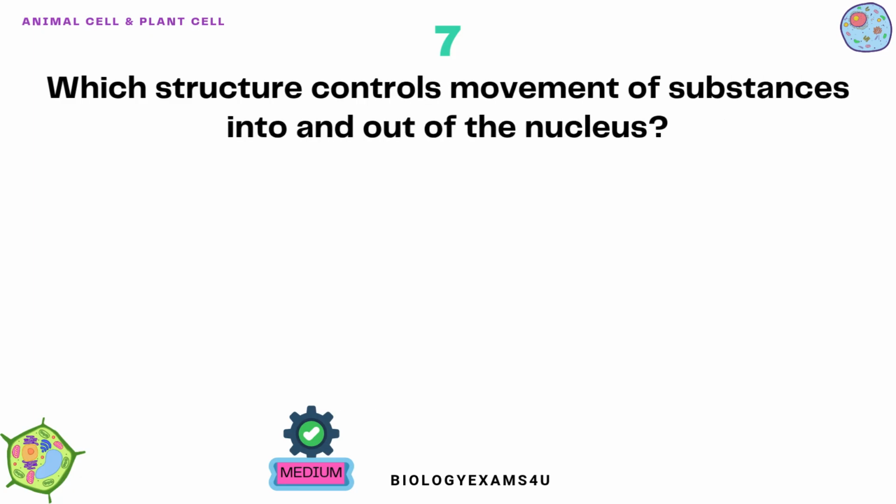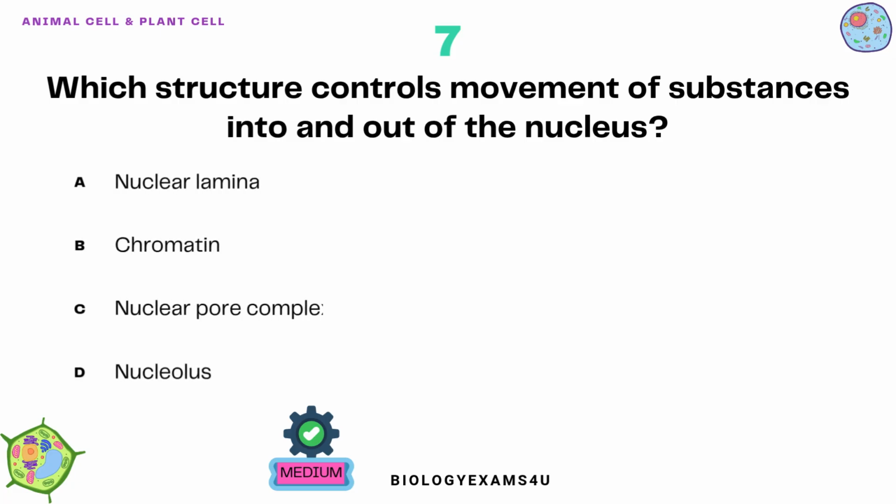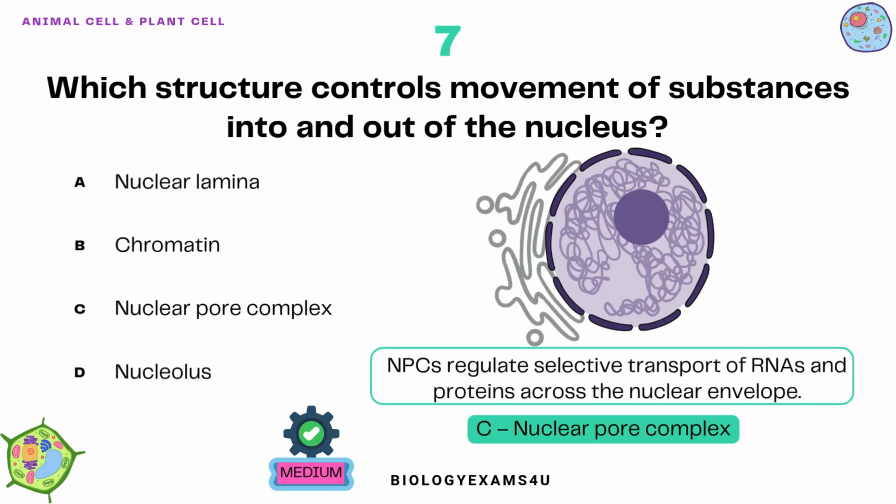Which structure controls movement of substances into and out of the nucleus? And these are the options. The answer is nuclear pore complex, which regulates selective transport of RNAs and proteins across the nuclear envelope.